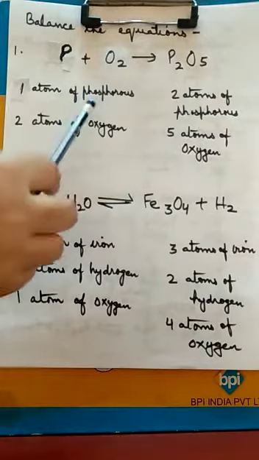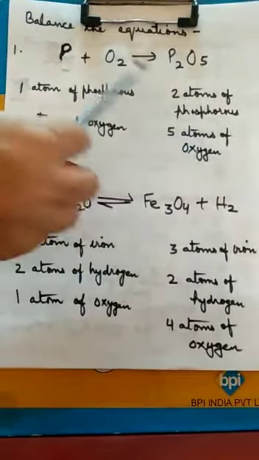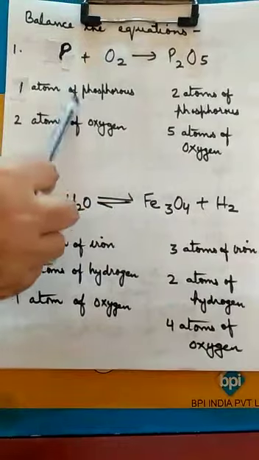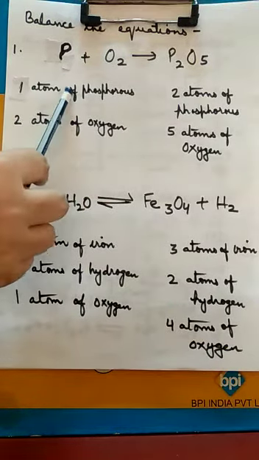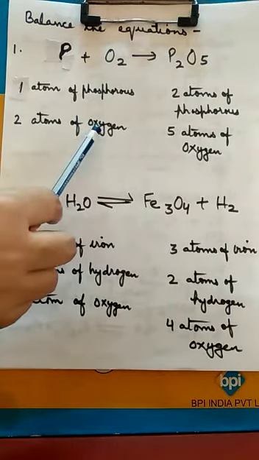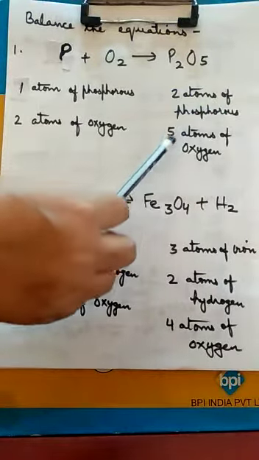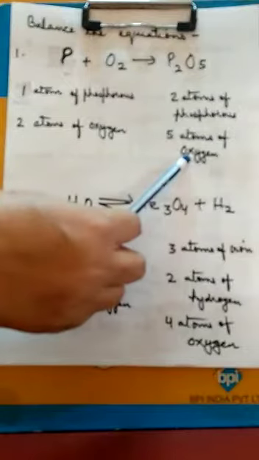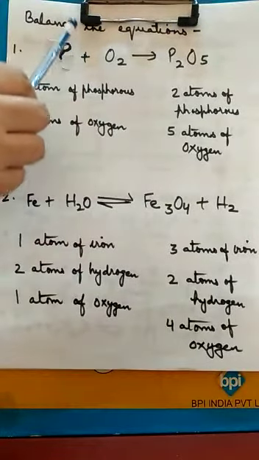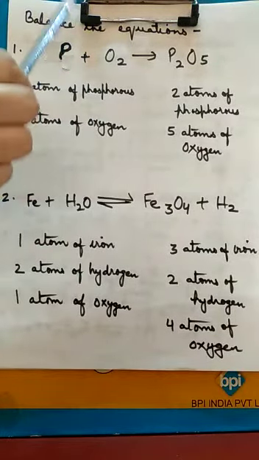Now we are going to compare the number of atoms on both the sides. The number of atoms are not equal, because on this side one atom of phosphorus and two atoms of oxygen are present, and on the other hand side two atoms of phosphorus and five atoms of oxygen are present. So this is not a balanced equation. Now let us learn how to balance.